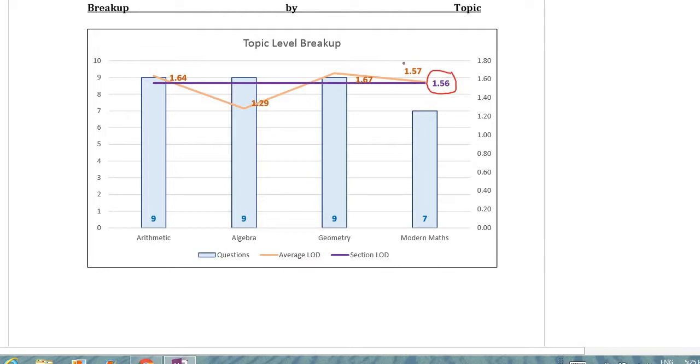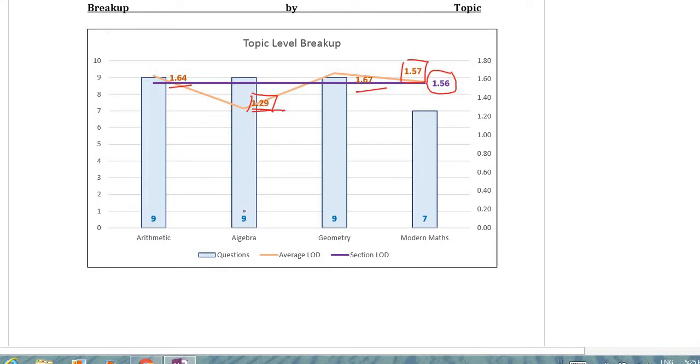So modern math was more or less at the same level, whereas geometry and arithmetic were slightly tougher. On the other hand, the area that a lot of people are scared of, algebra, was the easiest in this exam. So when we consider this aspect, what I would like to tell people is that people very often think that only arithmetic will be easy. However, that is not the case. Here, arithmetic was on the tougher side and geometry was on the easiest, or algebra was on the easiest side.